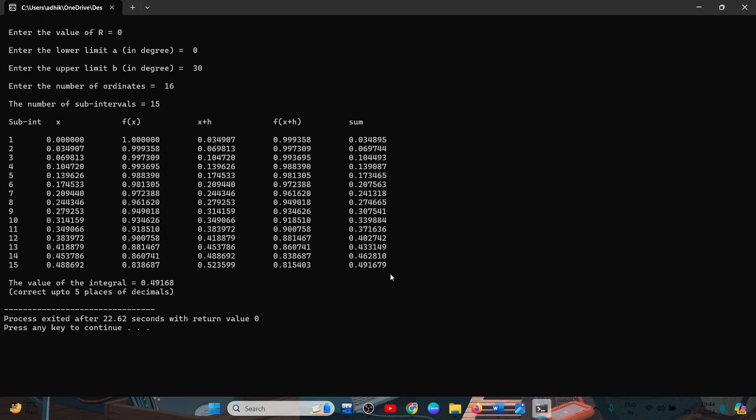So at last we get this value, 0.491679. This is the required value of the integration, correct up to 5 decimal places.